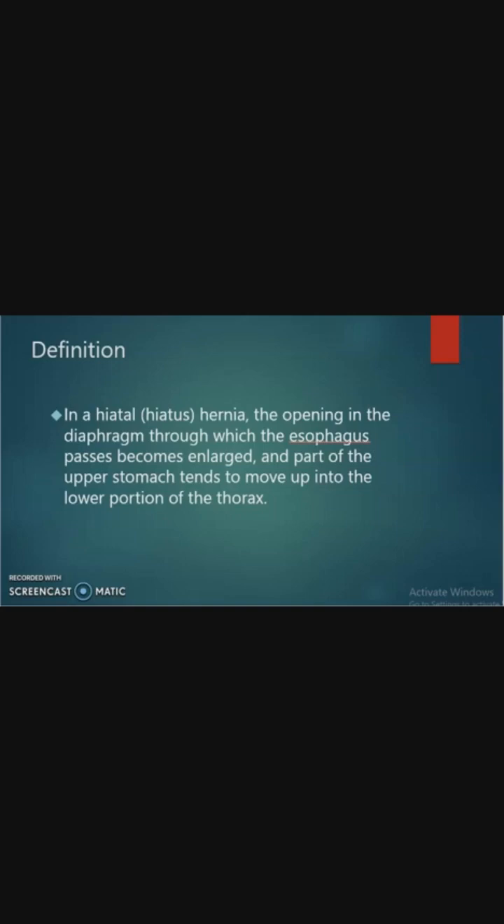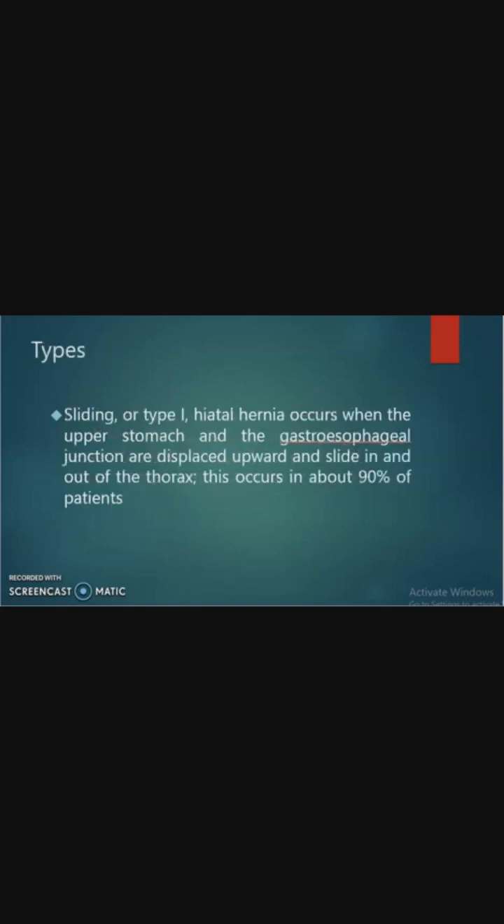So, hiatal hernias are divided into mainly two types. First is the sliding hiatal hernia and second is the rolling hiatal hernia. The first one, sliding, or type 1 hiatal hernia, occurs when the upper stomach and the gastroesophageal junction are displaced upward and slide in and out of the thorax. This occurs in around 90% of cases.